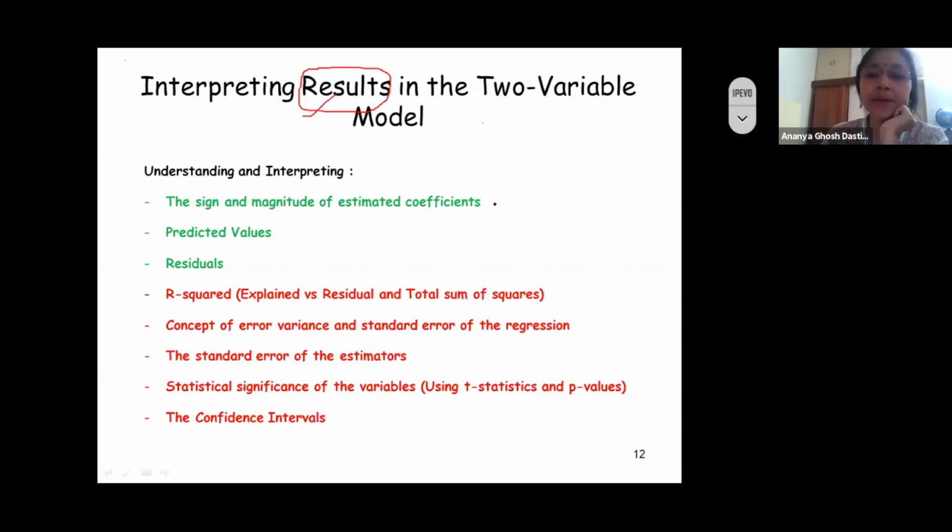Okay. Now here are some of the things that we have already discussed, and these are in green. Okay. And I'm actually going to begin from there. Just take you through some of the ideas related to the coefficients, the predicted values, the residuals, which we had discussed yesterday. And then all of these in red are what we are going to go on to discuss.